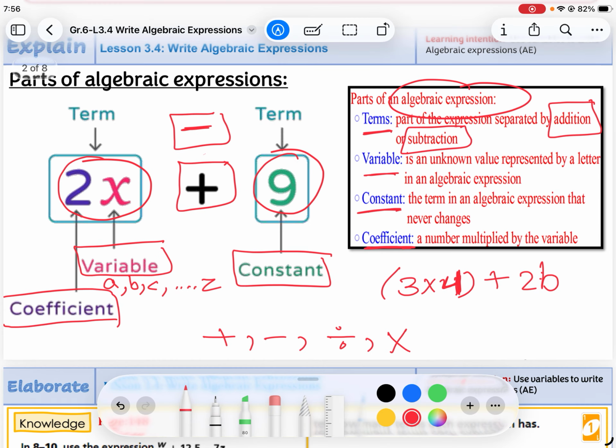So that's it for algebraic expressions. They include variables, numbers, operations, constants, and coefficients. They have it all. Okay?